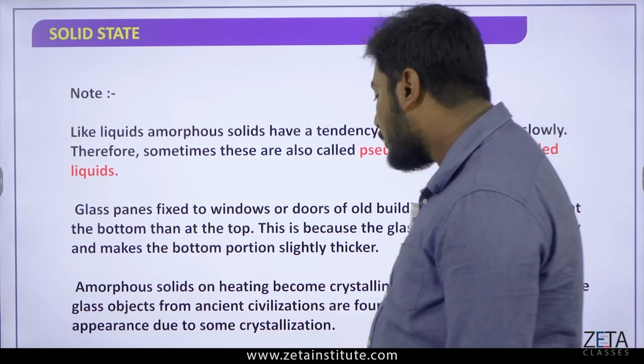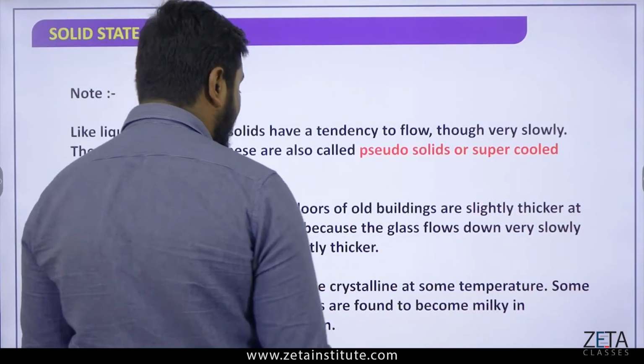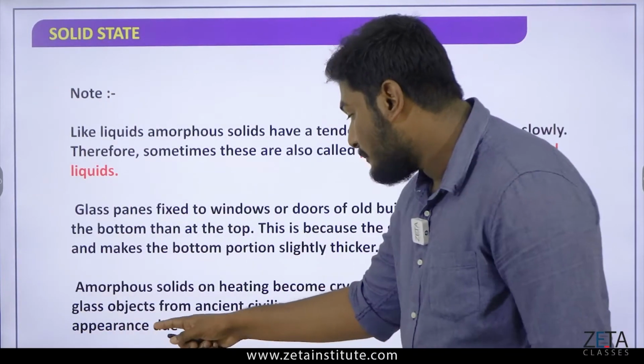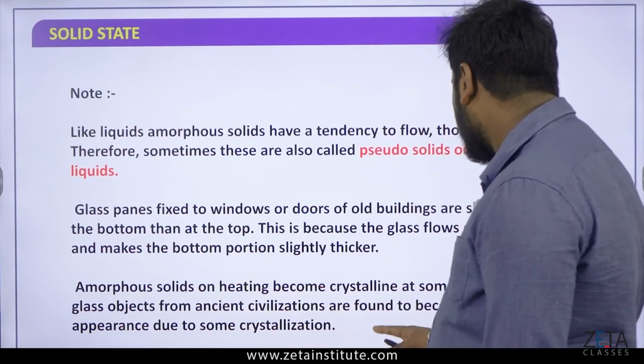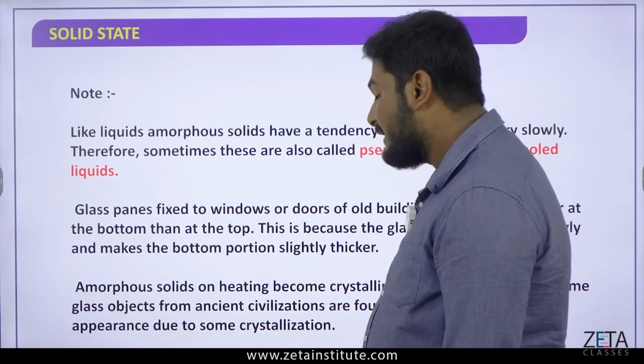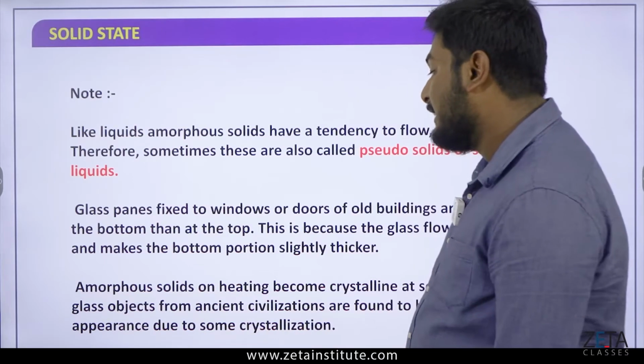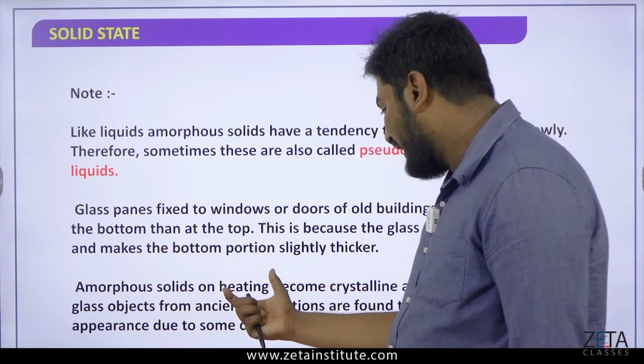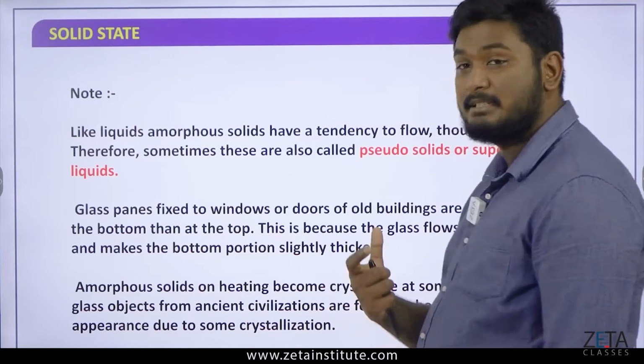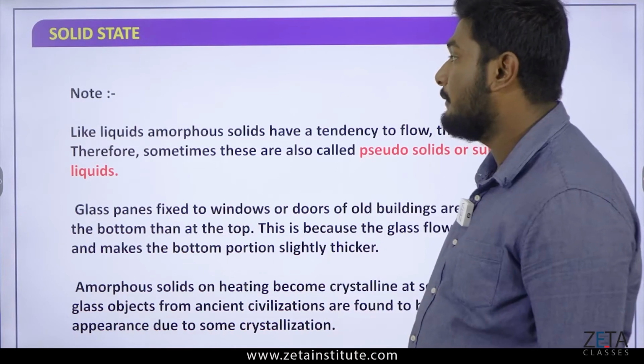Amorphous solids on heating become crystalline at some temperature. Some glass objects from ancient civilizations are found to become milky in appearance due to a crystallization process. So an amorphous solid on heating becomes crystalline at some specific temperature. Please note it down.